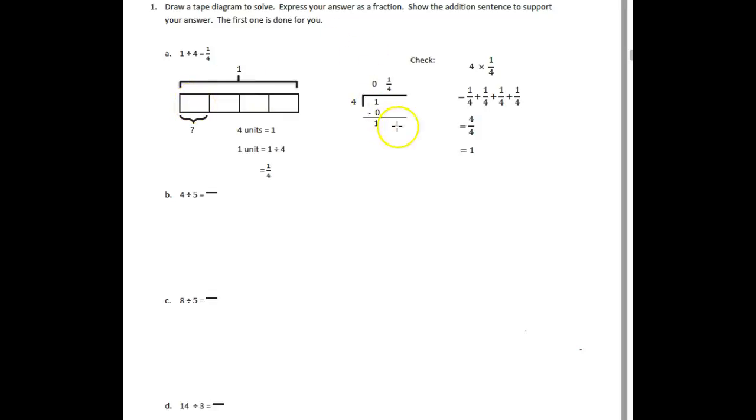So if we come over here, we do it parent style, and we say 1 divided by 4. It goes in no times at all. So when you subtract, you drop down your 1. Your 1 becomes your numerator. The 4 is your denominator.